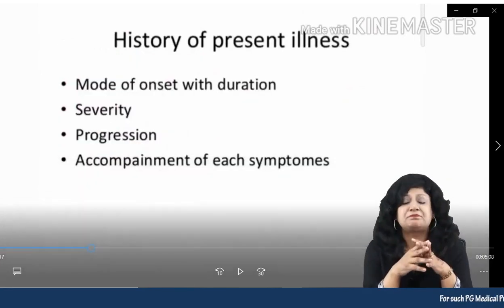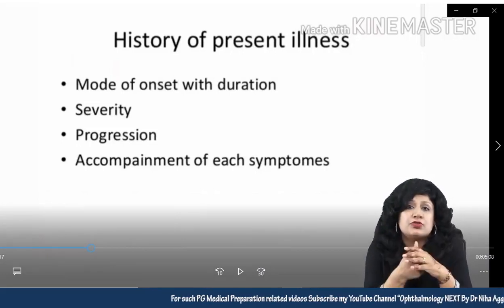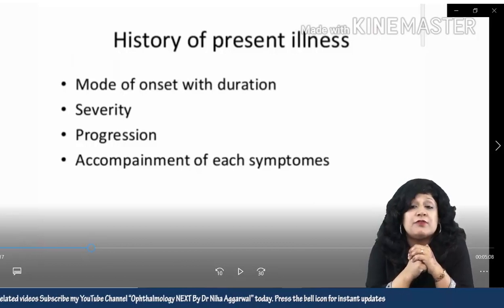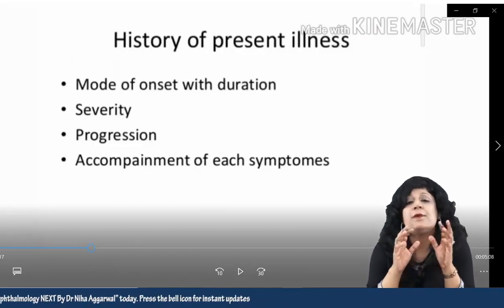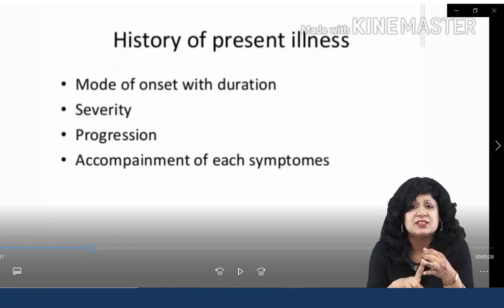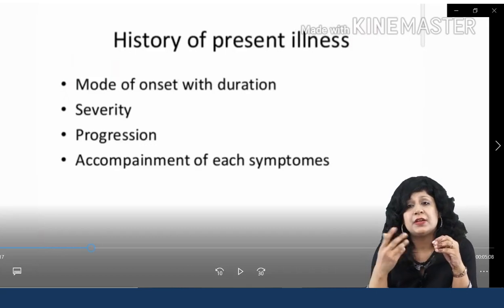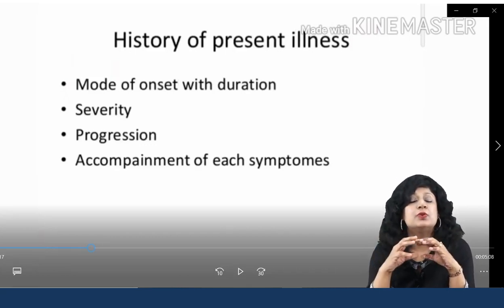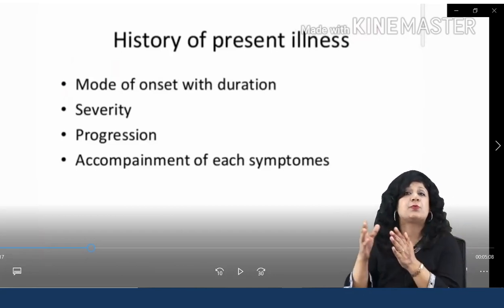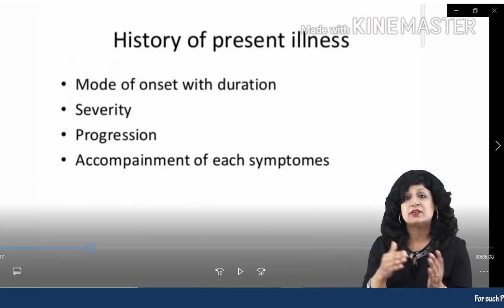Now once you are done with the chief complaints, you have to move on to the history of present illness. First of all, a very important thing is the mode of onset, whether it was gradual, whether it was sudden, chronic, acute, you have to ask this. Because every time we read anything, I always say this is gradual, painless, progressive diminution of vision, this is sudden painful diminution of vision, this will cause sudden painless.